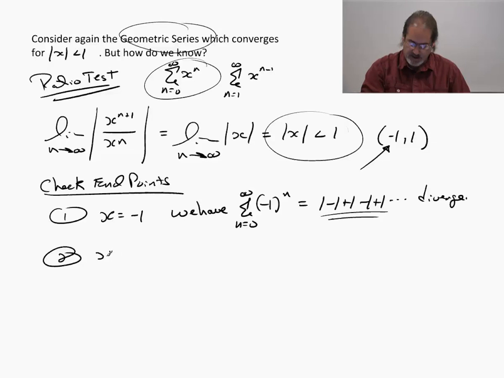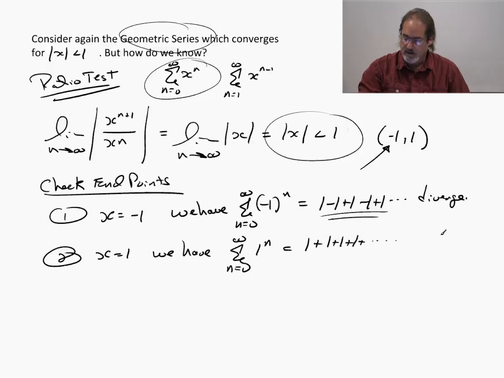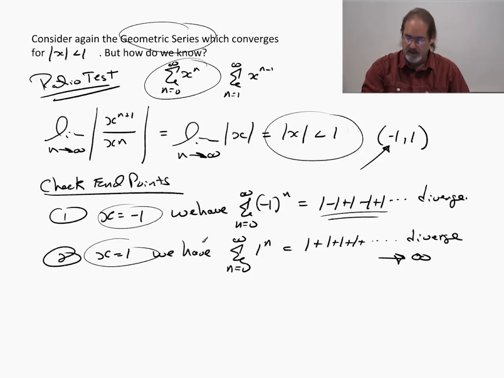So I want to check also for x equals 1. And in that case, what we have is the sum n equals 0 to infinity of 1 to the n. That equals 1 plus 1 plus 1 plus 1 plus 1 on out. That will also diverge because that goes to infinity. So we just confirmed that both endpoints diverge. So I know now that my radius of convergence is going to be 1, and the interval of convergence will be from -1 to 1.